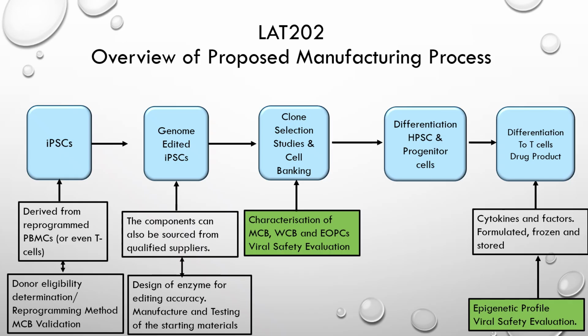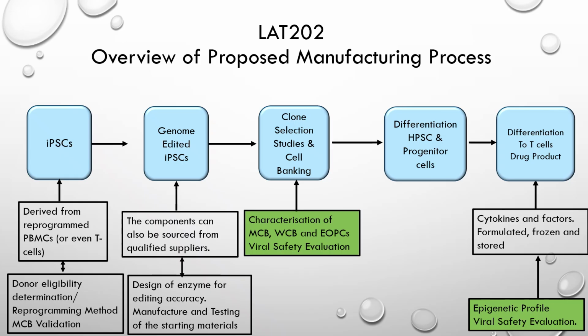Clone selection is required for your cell banks: master cell bank, working cell bank, and end of production cells. And you need to perform your viral safety evaluation. I would say at this point, this will be the starting point. You may do your risk assessment prior to that, and that would include your donor eligibility determinations and the sourcing of your cells, your cell line, etc. That will be part of your risk assessment, looking upstream of that. But I would say that your viral safety evaluation will be at this point.